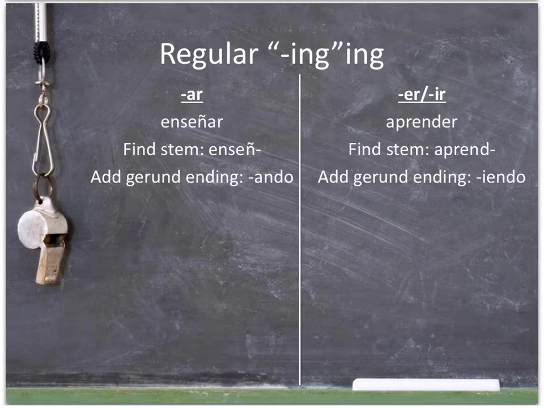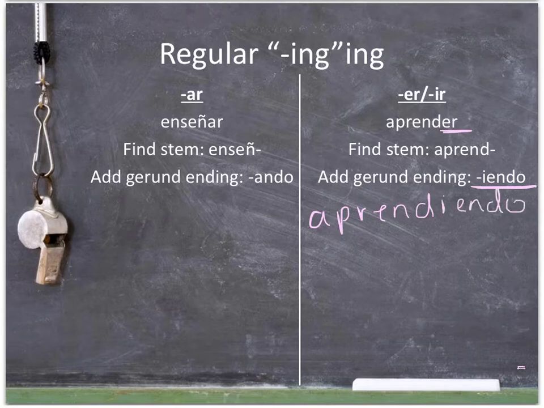Now, for aprender, because it's an ER verb, it's going to be a little bit different. We're going to drop the ER, yes, that part's the same. I have my stem aprend, but we're going to use a different ending. You're very used to this by now because you know that AR verbs tend to have their own separate ending. ER, IR sometimes are really close or the same ending. So aprendiendo. Aprender is to learn, so this is learning. If I am learning, yo estoy aprendiendo.